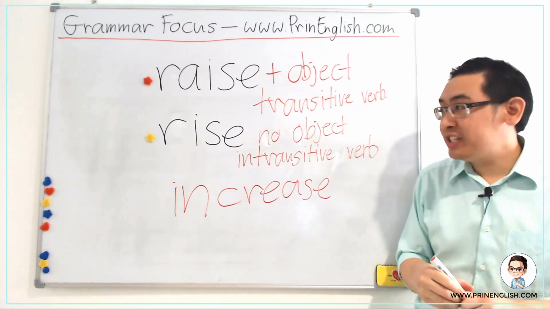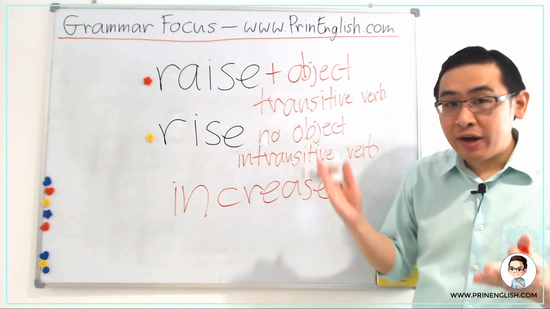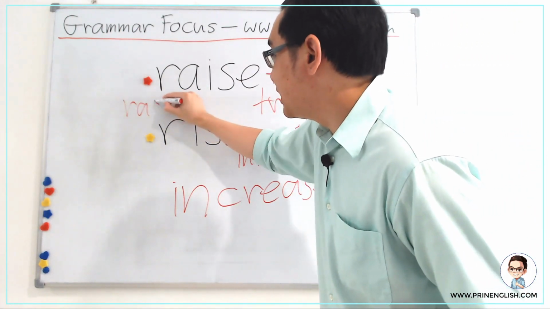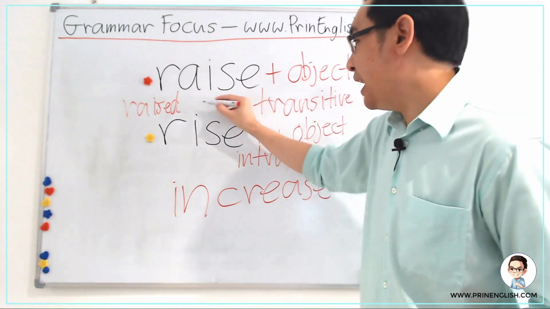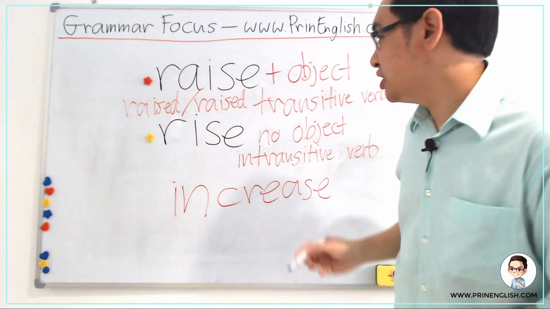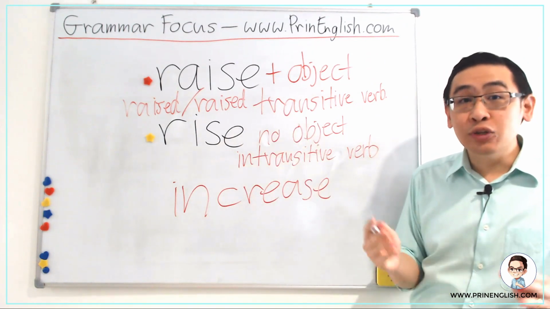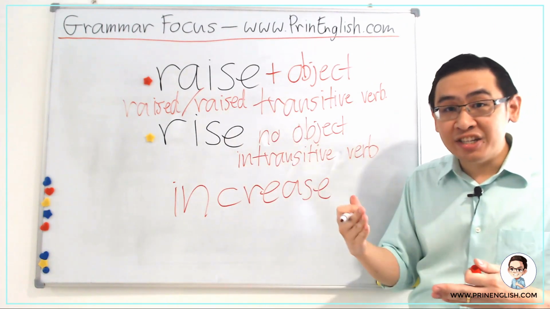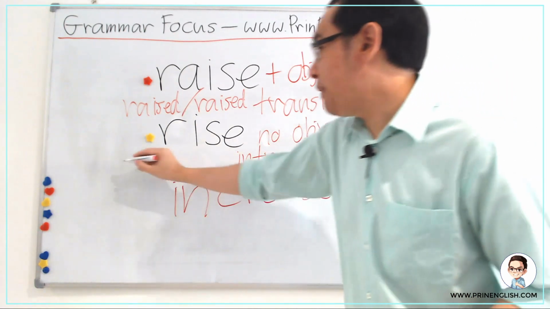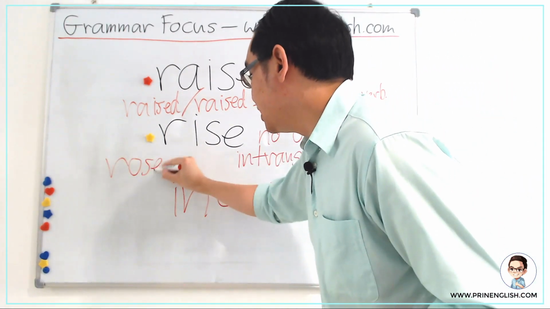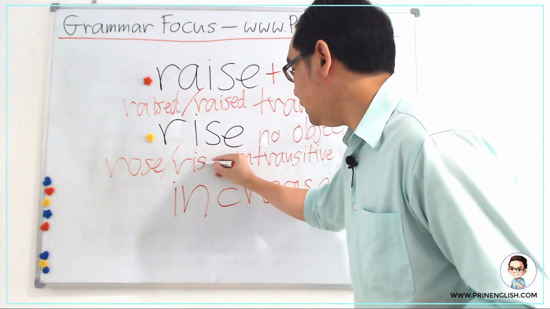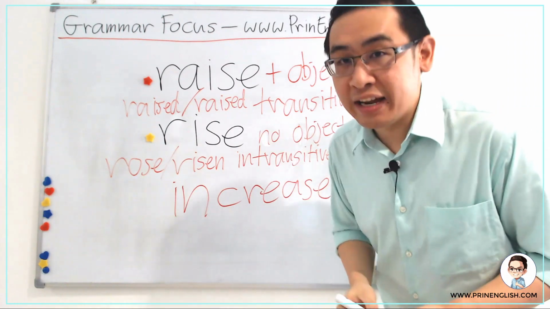So basically when you write it in present it's raise, but when you write it in past it's raised, with an ed, and in past participle it's also raised. But for the word rise, it's an irregular verb, so the form changes when the tense changes. We write rise in present, but in the past it becomes rose, and in past participle it becomes risen. Okay, so that's another difference.